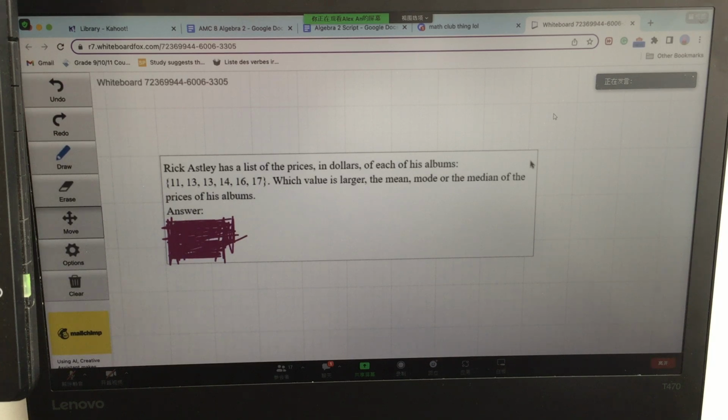Okay, so we can start explaining this question now. It's asking which is largest, the mean, median, or mode. We're going to calculate each individual thing. So the mean is the prices of his CDs. First they're 11, 13, 13, 14, 16, and 17. We're going to add all of those up.